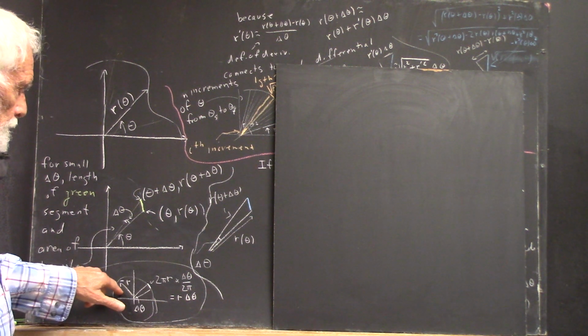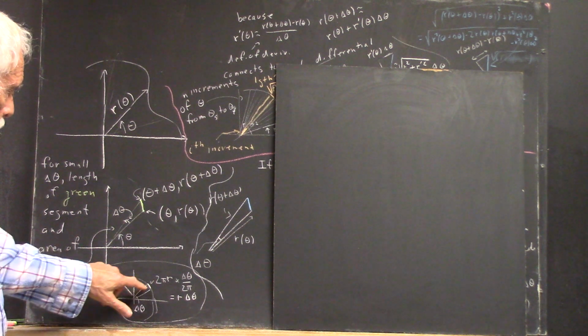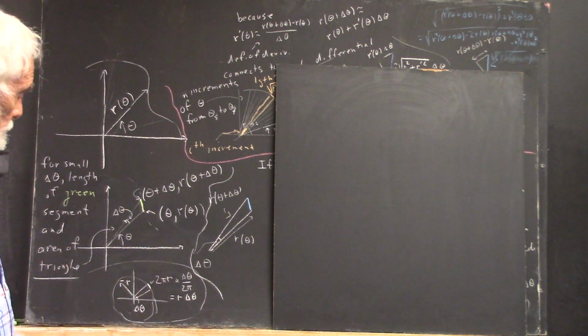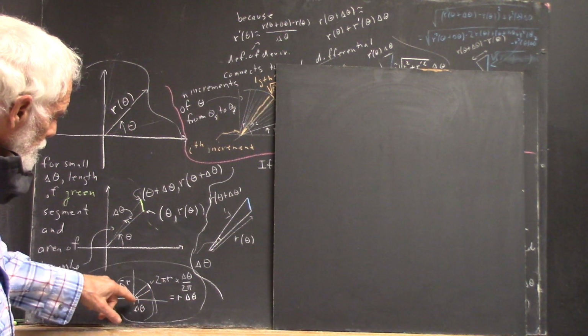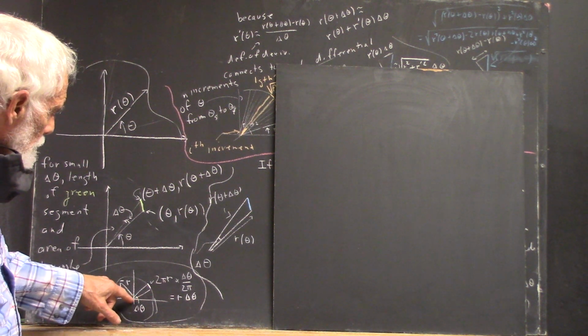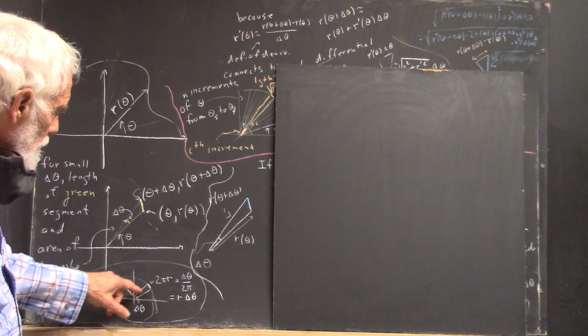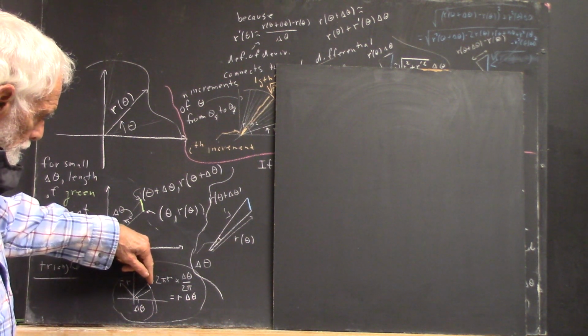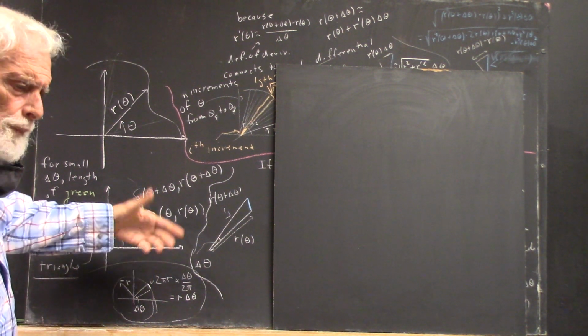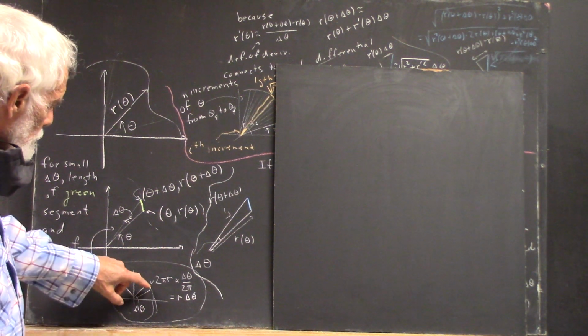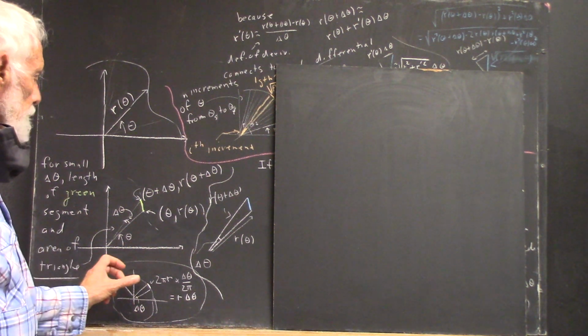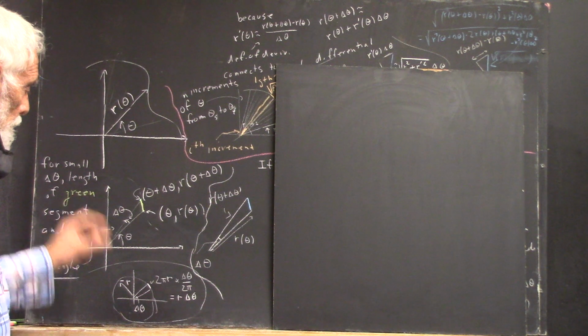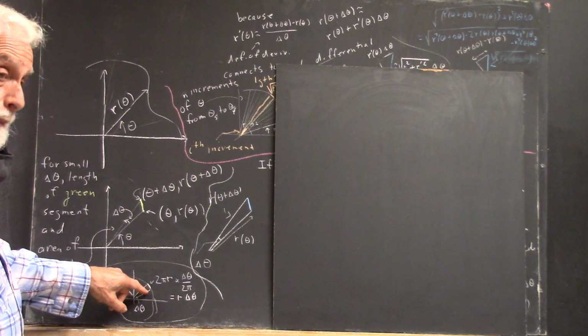This is a circle of radius r. How long is this side? Now, you've got a delta theta here. This distance is r. This distance is r. How long is the side that connects this to this? Well, the length of the side that connects this to this, if theta is small enough, is very close to the length of the arc.